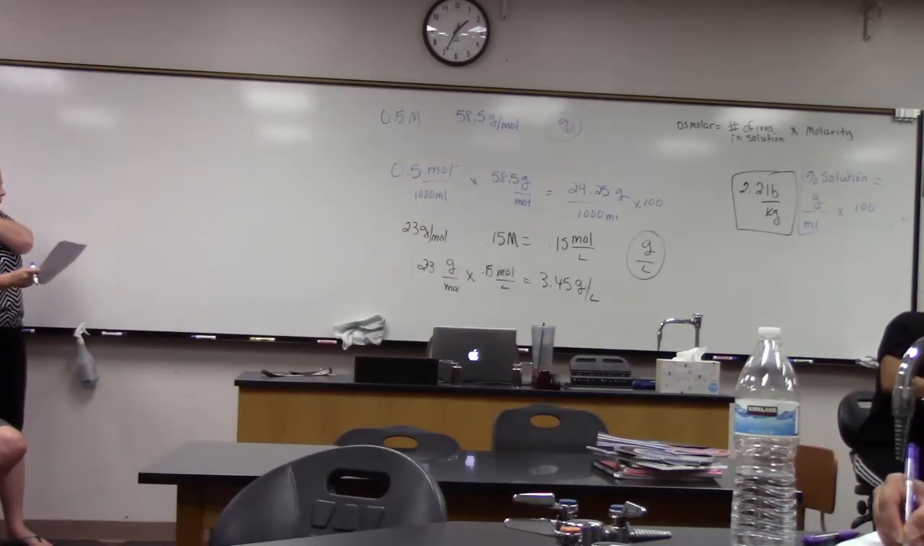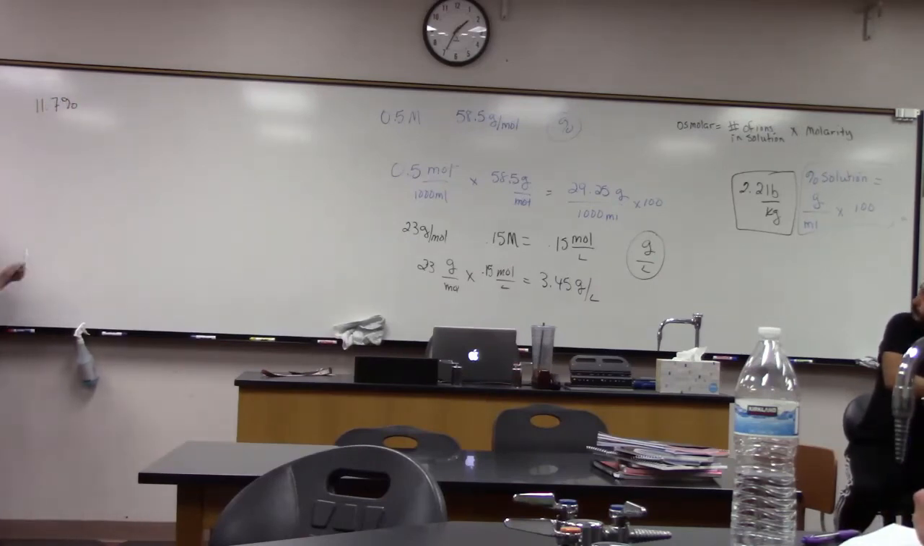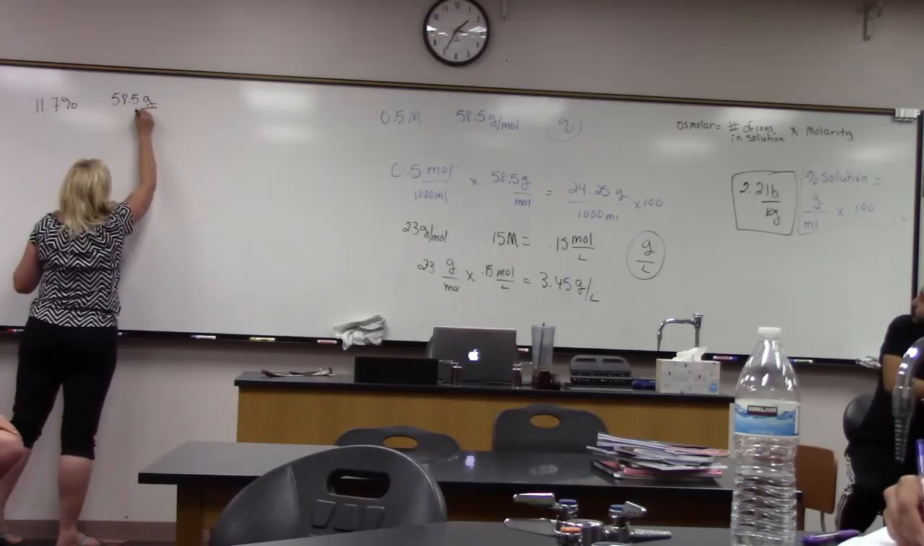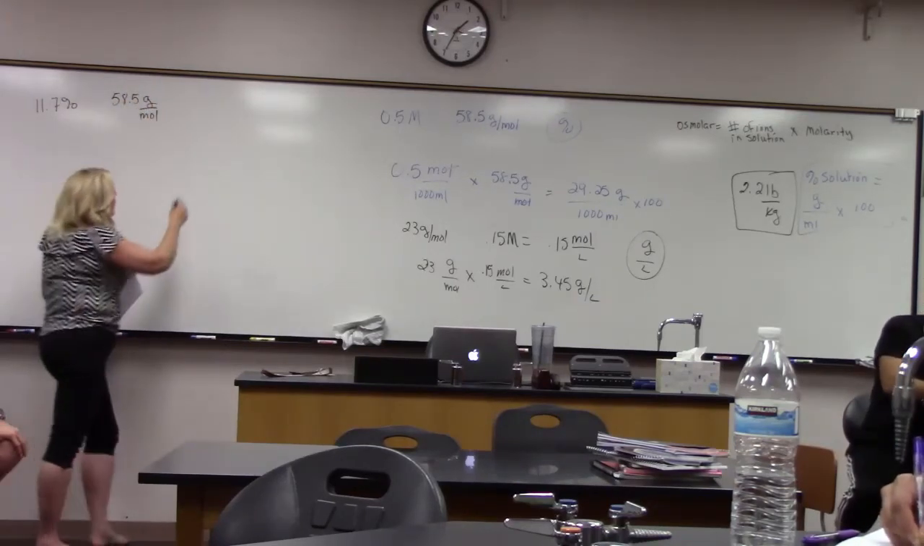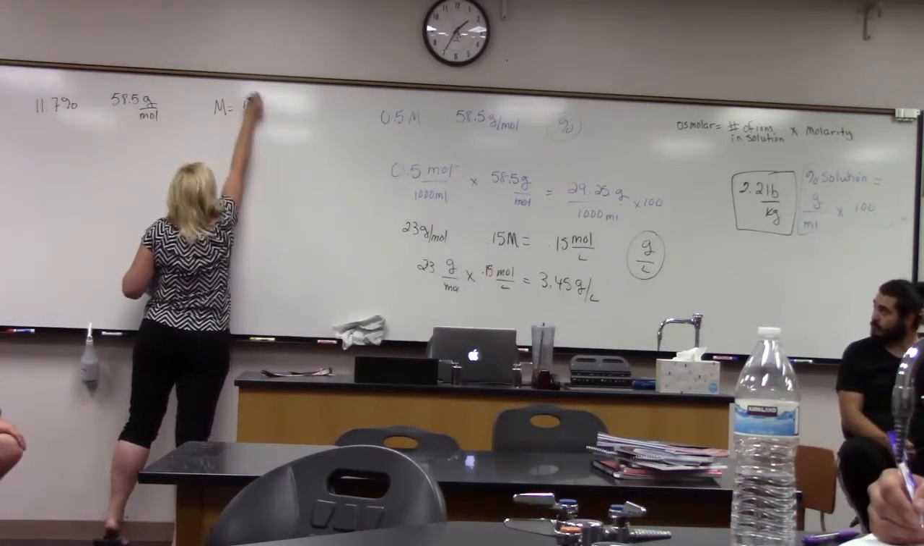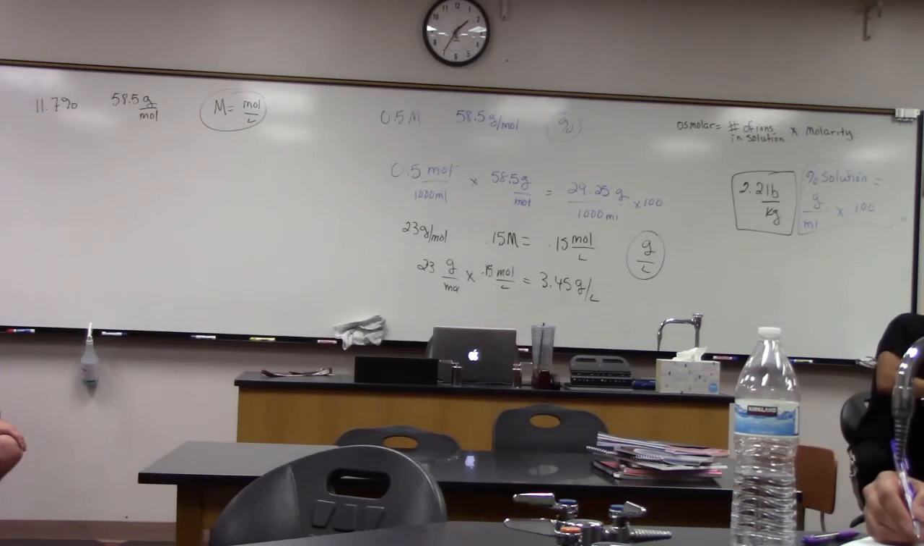So this question says that we have an 11.7% solution of sodium chloride, which is 58.5 grams per mole. And they want us to find osmolarity. So we have to find molarity first, which is moles per liter. This is what we're looking for. So, any changes you'd make to any of this that I wrote down? What would you do next? What would you change the percentage to?